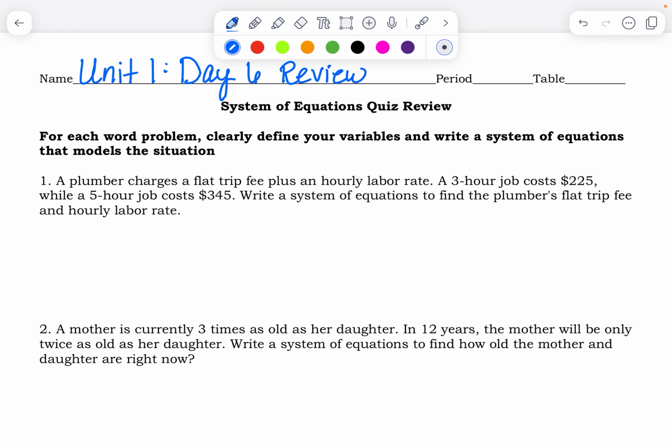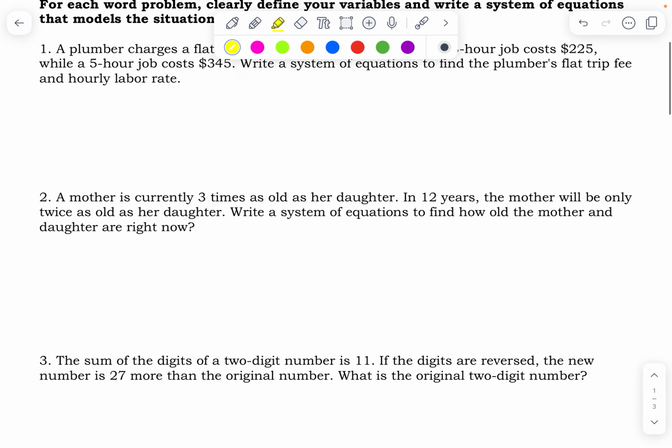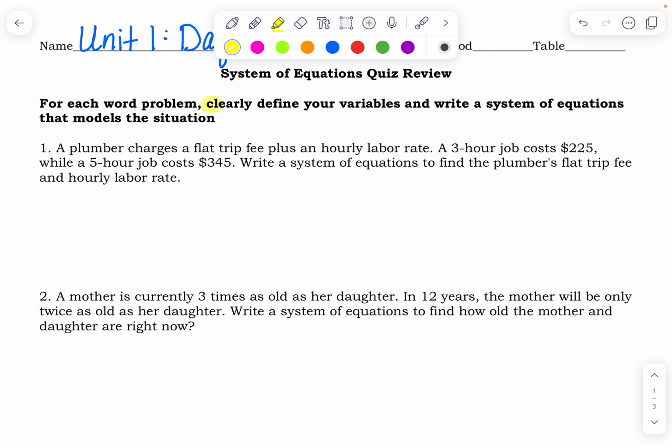Okay, so this is the review for your quiz that's coming up. First page says for each word problem, clearly define your variable and then write a system of equations. You do not have to solve these. So that's just a reminder on that.